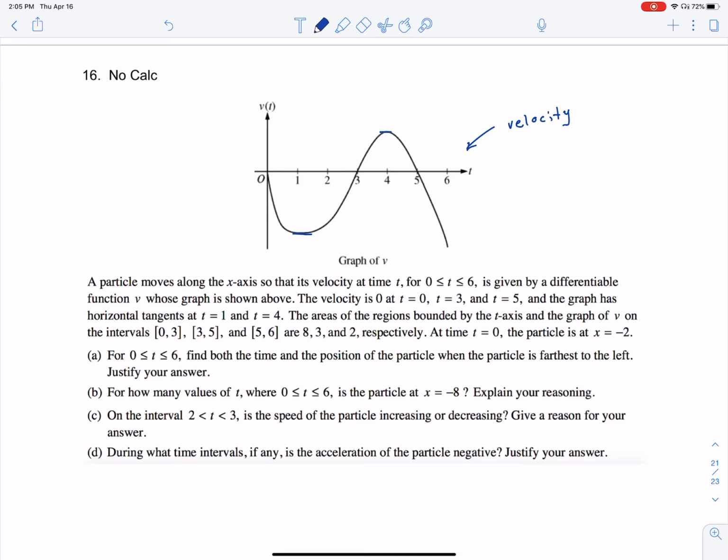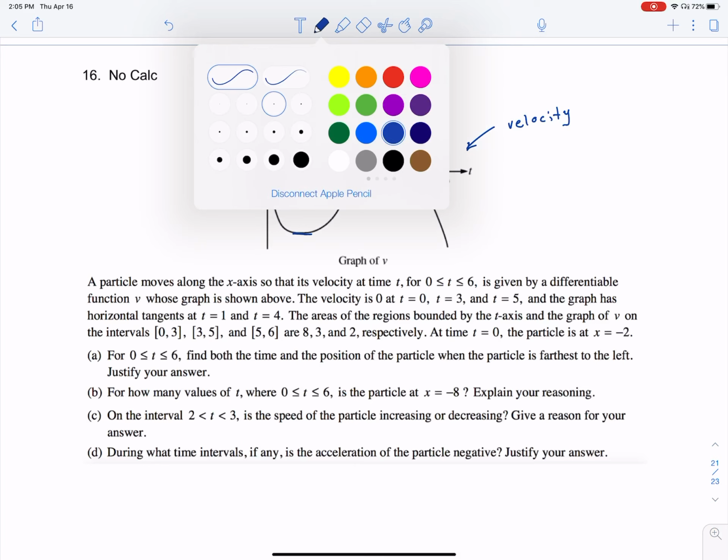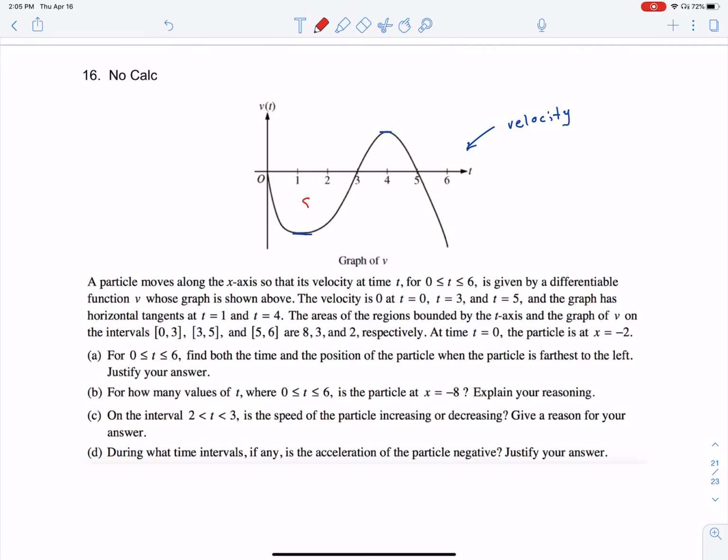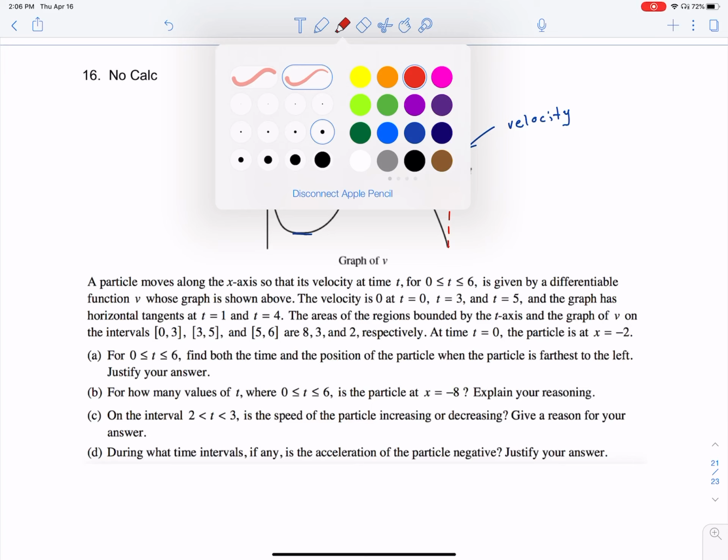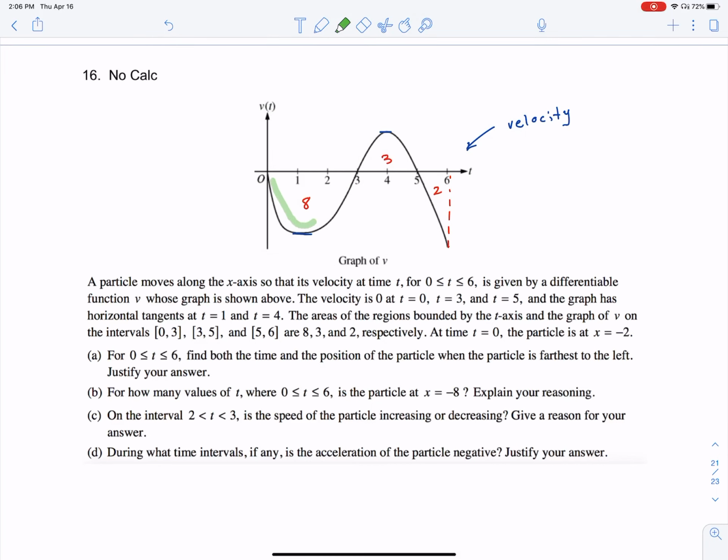The areas of the regions bounded by the t-axis and the graph of v on those respective intervals. So the area is, for each of those intervals, this is 8. This is 3. And this right here is 2. Just to be clear, one more time. This shaded region has an area of 8. This shaded region has an area of 3. This shaded region has an area of 2.